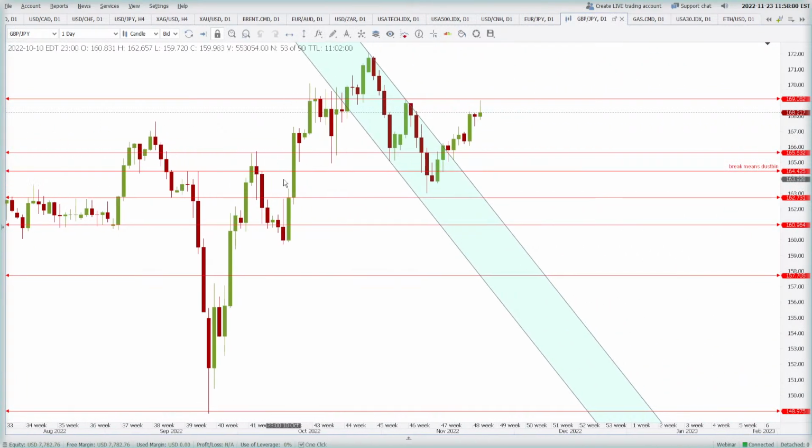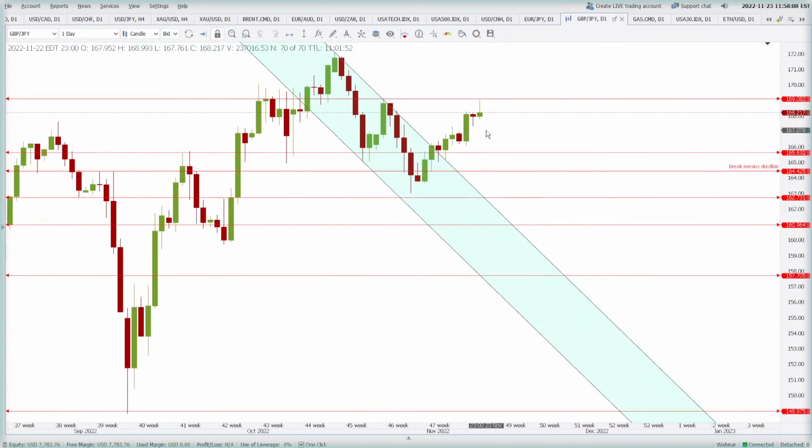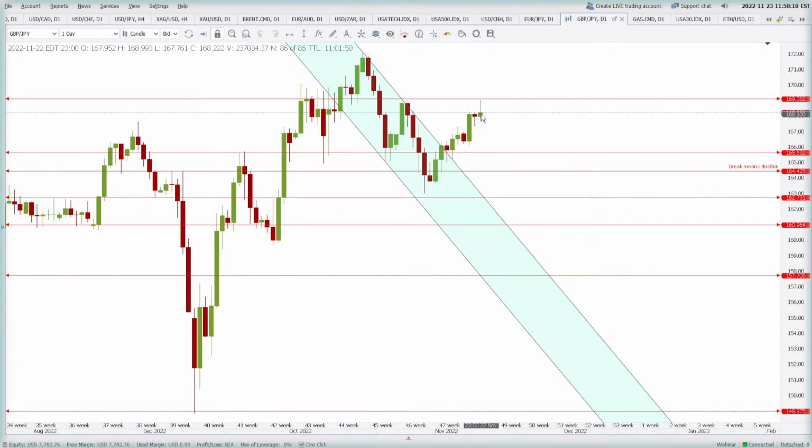GBP JPY, pound is very bullish, but yen is also very strong. Who will win, pound or yen? Well, anyways, from the intraday point of view, it looks like the pound is winning as of now, but to what extent can the pound go?